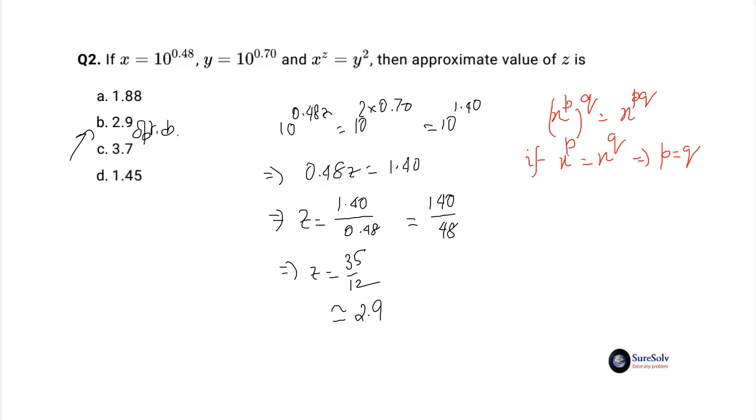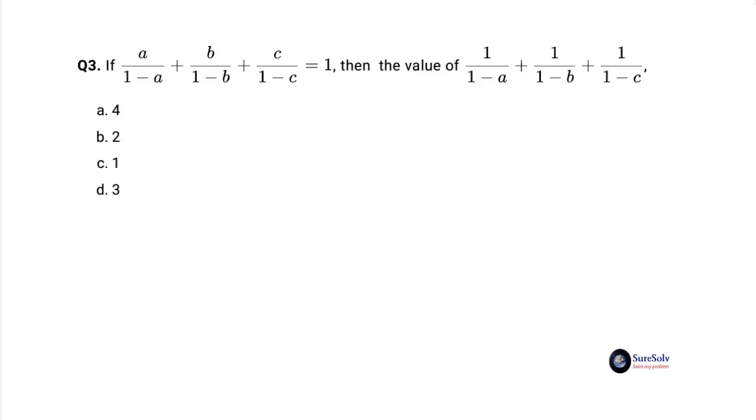The third problem now. Question 3 is, if A by 1 minus A plus B by 1 minus B plus C by 1 minus C equal to 1, then the value of 1 by 1 minus A plus 1 by 1 minus B plus 1 by 1 minus C is option A 4, option B 2, option C 1 and option D 3.